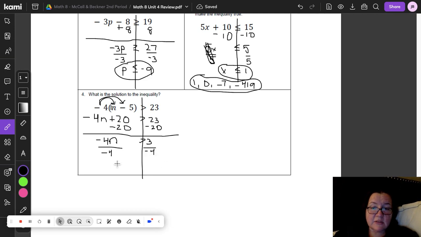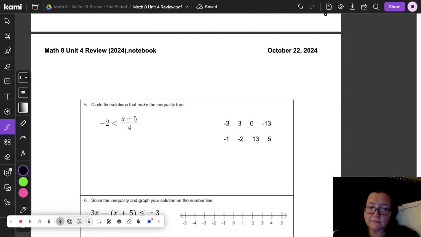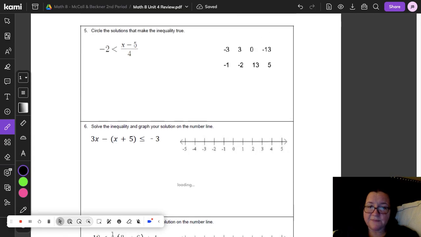So n is greater than -3/4. You could write this as a decimal also, n is greater than -0.75. Either of those is acceptable. Okay. We are getting there. We've got 3 more for this activity.